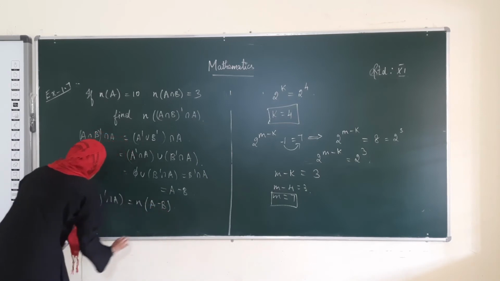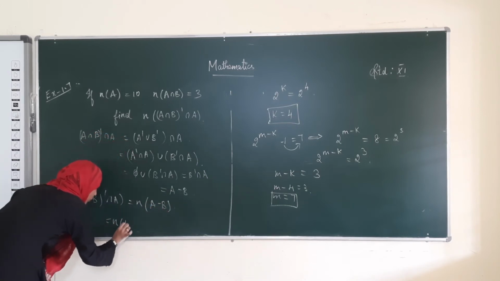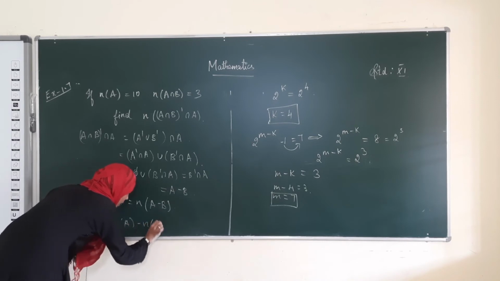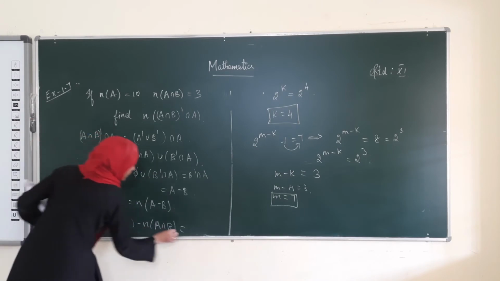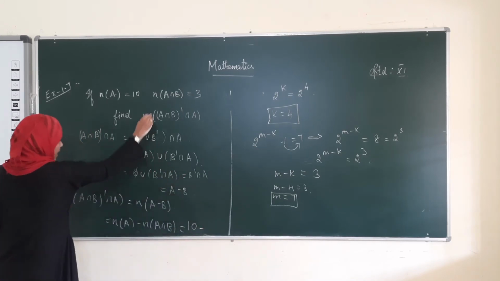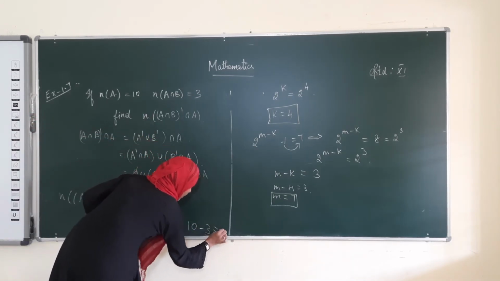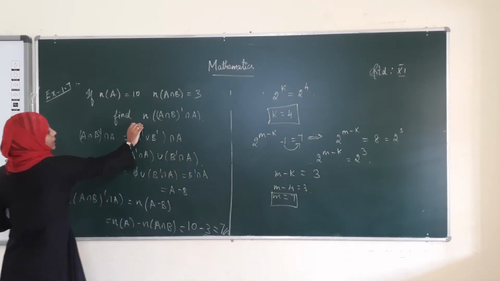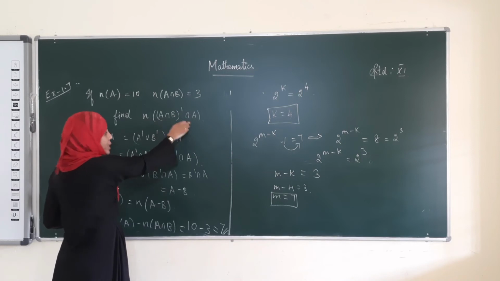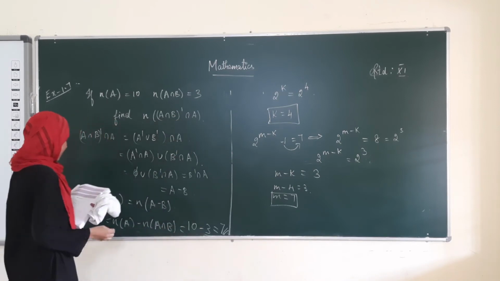The formula of A minus B is n of A minus n of A intersection B. They are given these values, right? N of A is 10 and n of A intersection B is 3. 10 minus 3 is 7. Okay, that is n of (A intersection B)' intersection A is equal to 7.